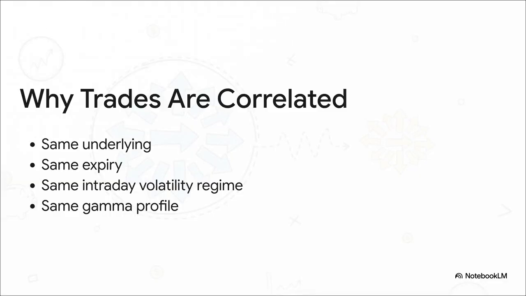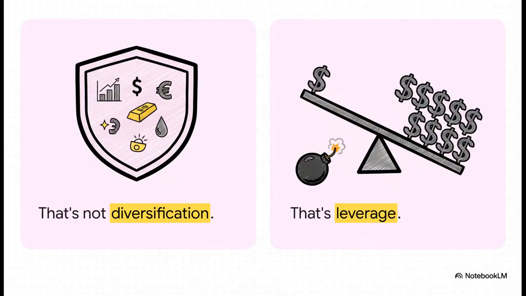And here's exactly why they're not independent. Think about it. They're all tied to the same stock. They expire on the same day. They're all riding the same waves of intraday volatility, and they all have the same gamma profile, meaning they can all blow up in your face at the exact same time. They're not strangers. They're basically identical triplets. So let's be perfectly clear. What's happening here isn't spreading your risk. It's not diversification. It is, plain and simple, applying leverage to one single idea. You're not reducing your risk, you're actually magnifying it.